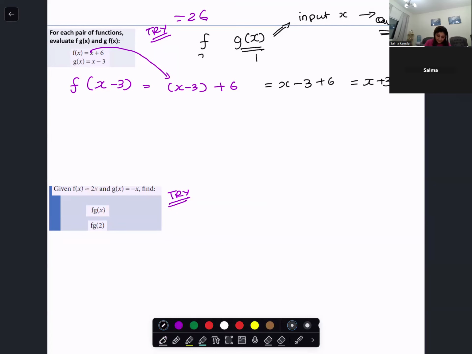The next one. This is, I want to find g of f(x). So instead of x, I'm going to put the value of f(x). The value of f(x) is x plus 6. So instead of x, I'm going to put x plus 6 in the function of g(x). So this will become x plus 6 minus 3. So it is going to become x plus 3.